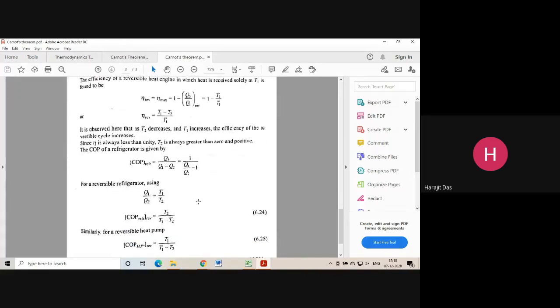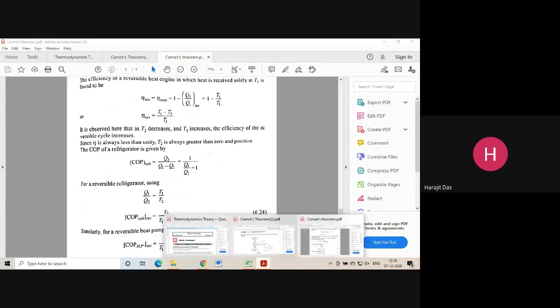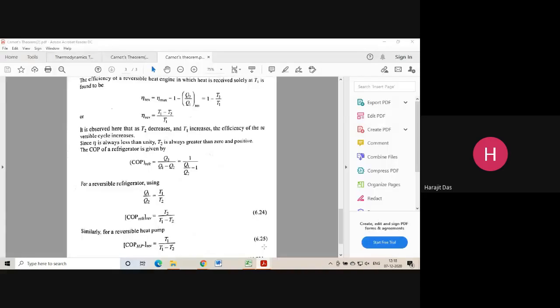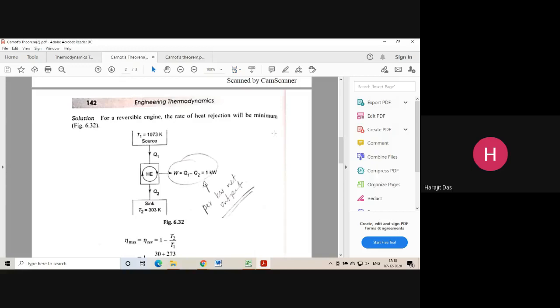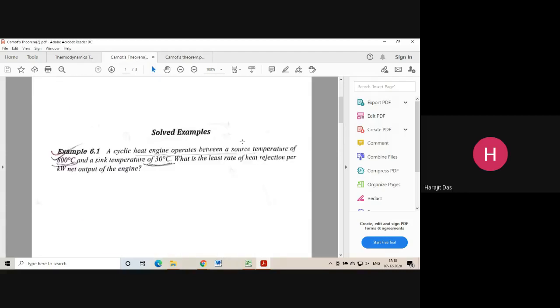Then only you will be able to compare the efficiencies and the COPs of the heat engine, as well as the coefficient of performance of a refrigerator and heat pump. So now I am going to take two problems, then only we will be able to learn this topic in depth. So the question is, just go through the question very carefully.